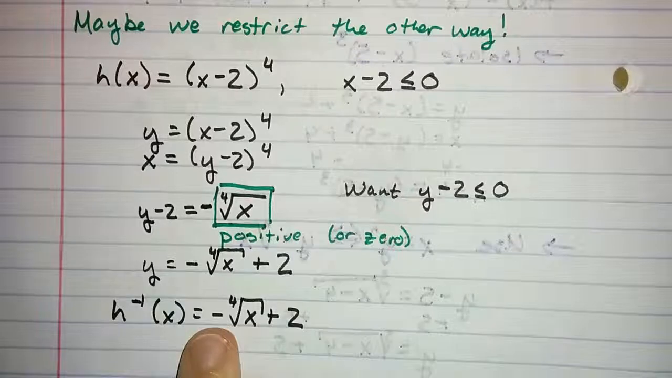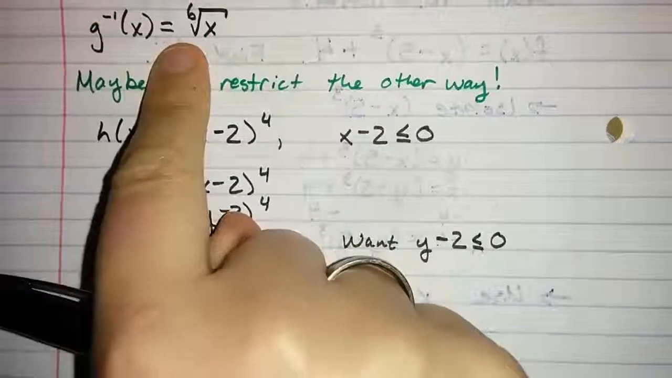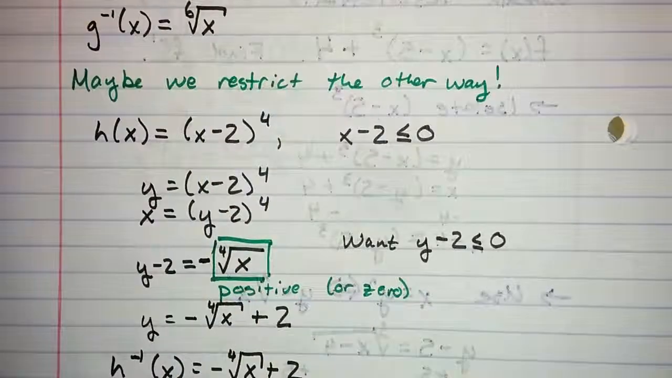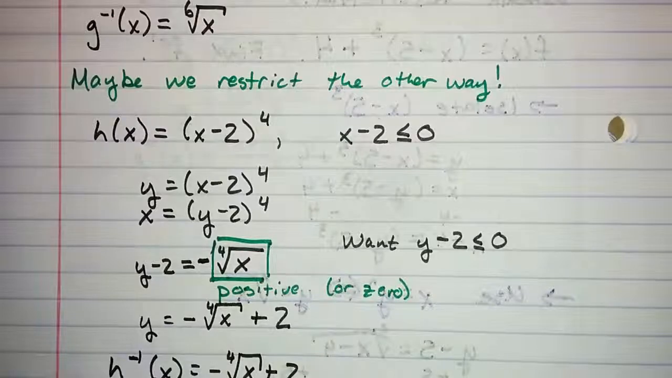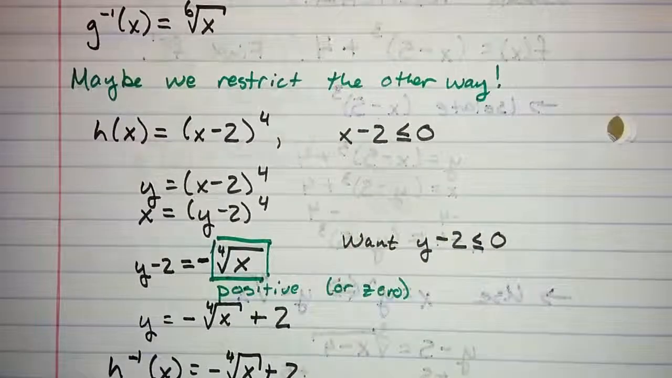We need to pay attention to the domain restriction so that we know if we want the positive even root or its negative version. It doesn't matter for what we do. We just need to see which one we want.